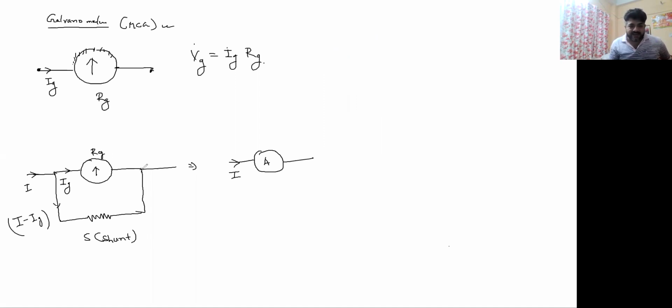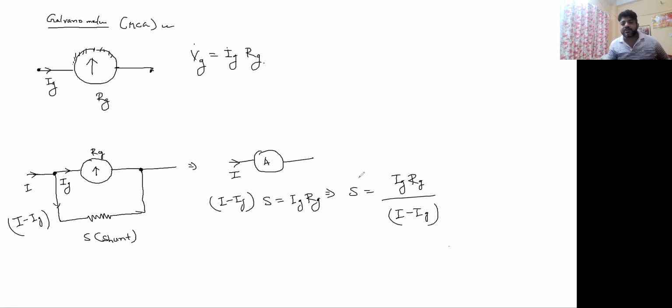Here it's very clear that this is a parallel connection, and as this is a parallel connection, (I minus Ig) into S, that is Ig Rg. So my S is Ig Rg by (I minus Ig). So this is my shunt. We can measure the shunt from here. Okay.